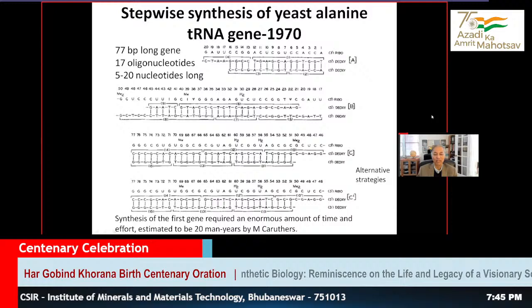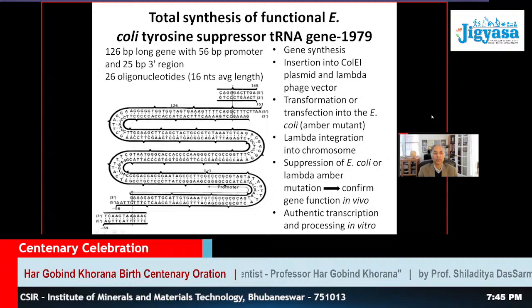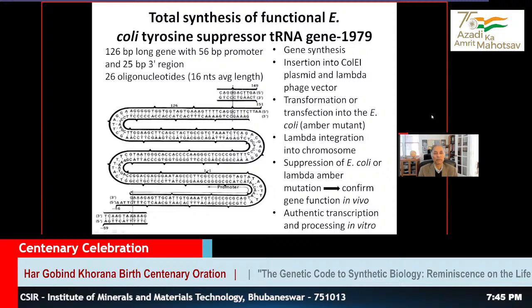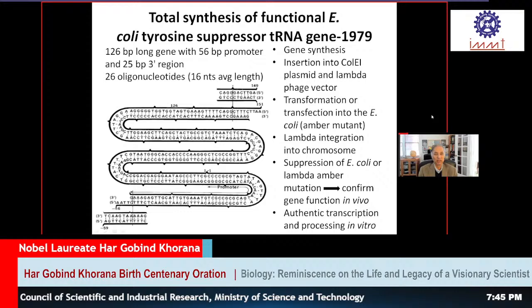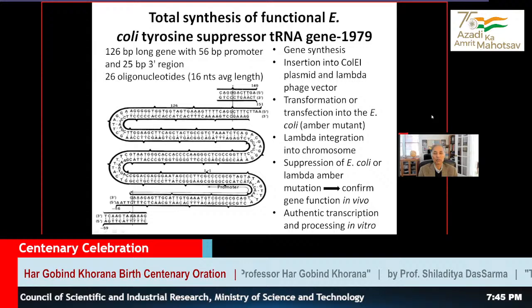Well, the next gene required even more time and effort. This was a functional tyrosine suppressor tRNA gene, and that was completed in 1979, the year I joined his group. This was a 126 base pair long gene with 56 base pairs additional for the promoter and 25 for the 3' terminator region. There were 26 oligonucleotides of 16 nucleotides average length. So this required considerably more gene synthesis.